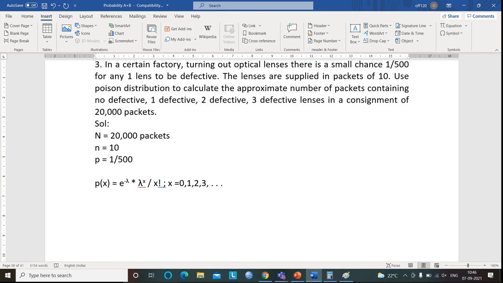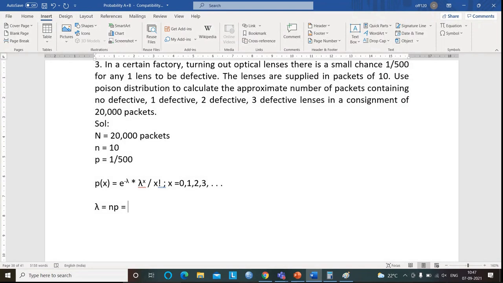Now to substitute in this formula, first I need to see x is nothing but my number of successes. That means they are asking us to simply substitute x is equal to 0, 1, 2, 3. So to substitute, here first of all I need to know the value of lambda. So what is the formula of lambda here? Lambda is nothing but mean in Poisson distribution. So lambda is equal to NP.